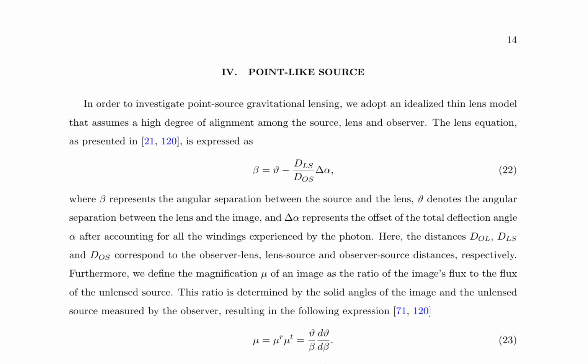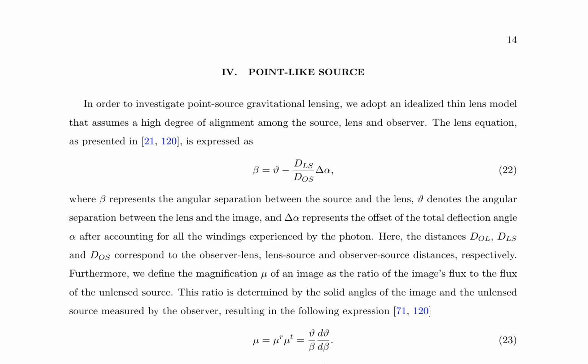In the context of point source gravitational lensing, the thin lens model is employed to assume a high degree of alignment among the source, lens, and observer. The lens equation, as presented in 21-120, expresses the relationship between the angular separation between the source and lens, beta, the angular separation between the lens and image, theta, and the offset of the total deflection angle, alpha, after accounting for all windings experienced by the photon. The distances Dol, Dls, and Dos correspond to the observer-lens, lens-source, and observer-source distances, respectively.